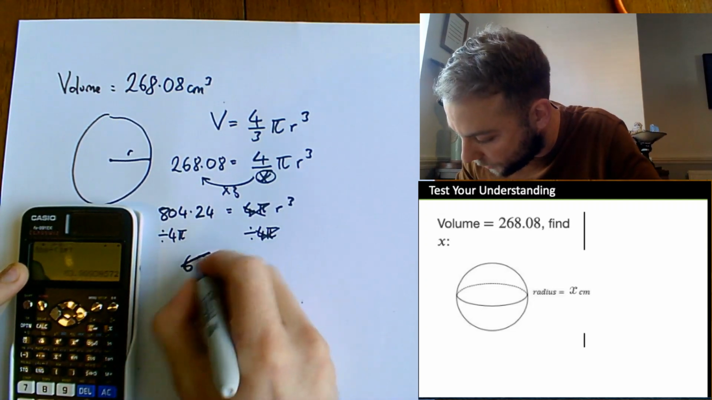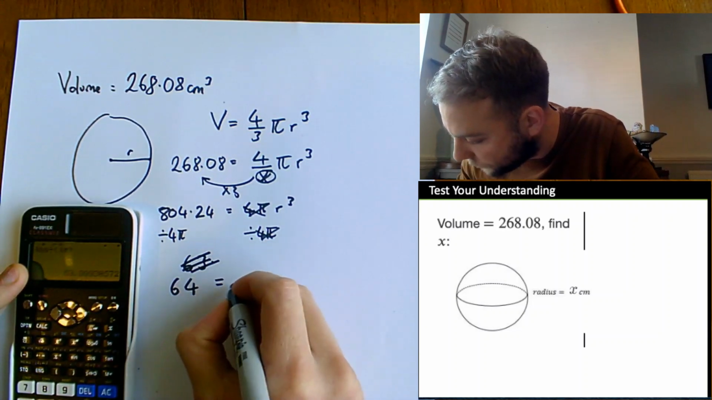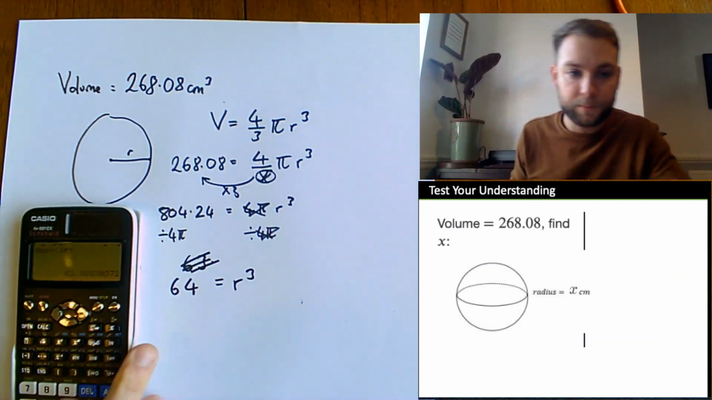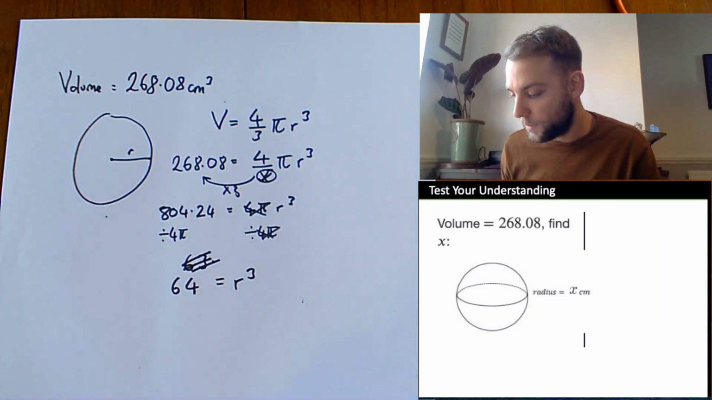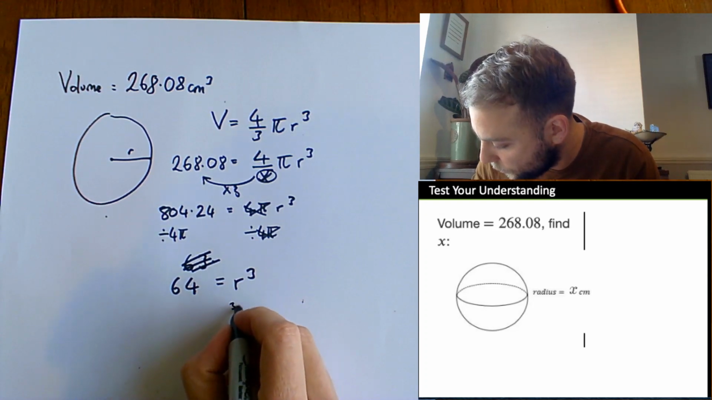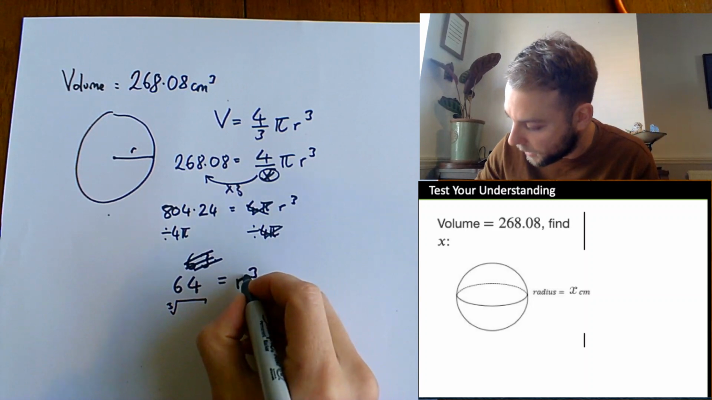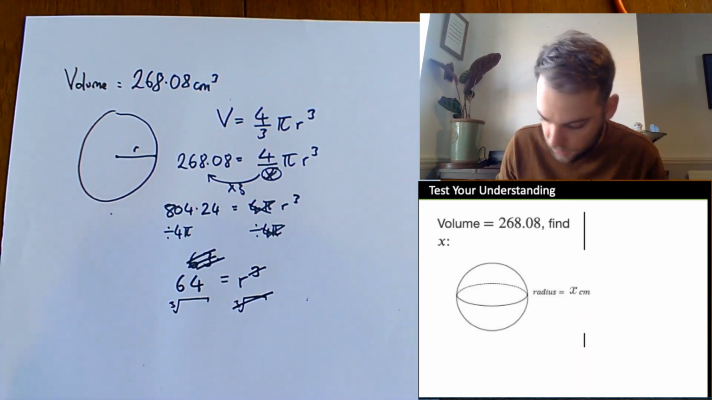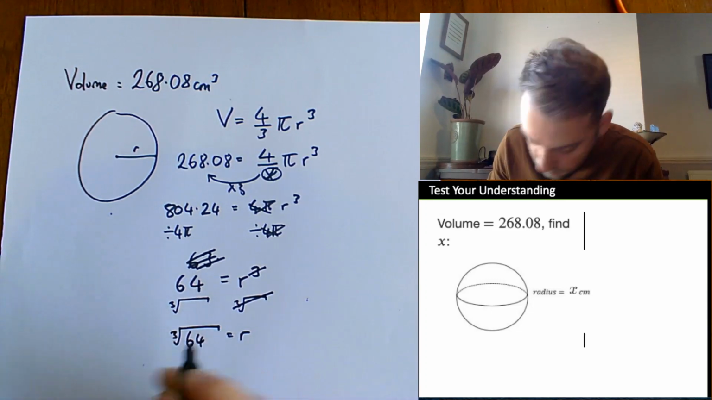63.999 recurring. So I'm just going to round that. I should have probably checked that first, to 64, which is equal to r cubed. Last little part, how do I get rid of this cubed? Well, I get rid of the cube by cube rooting both sides. The inverse of cubing is cube root. That will get rid of that. So that we end up with the cube root of 64, which is equal to r.